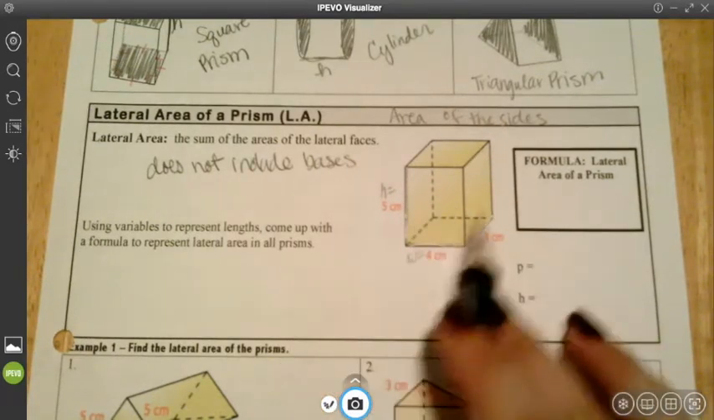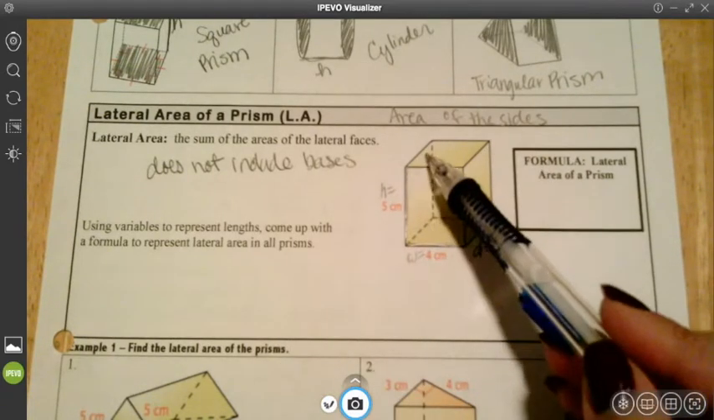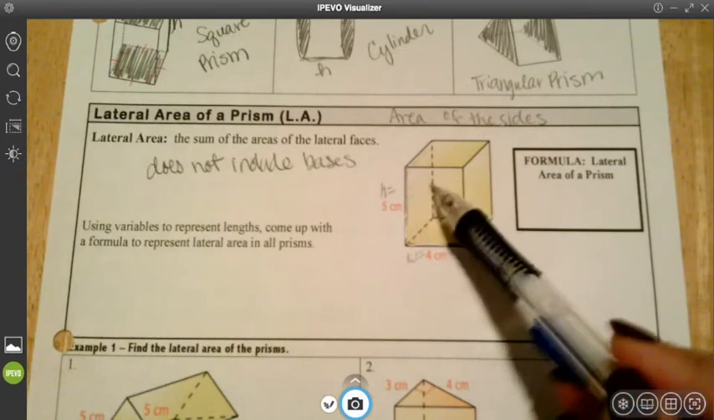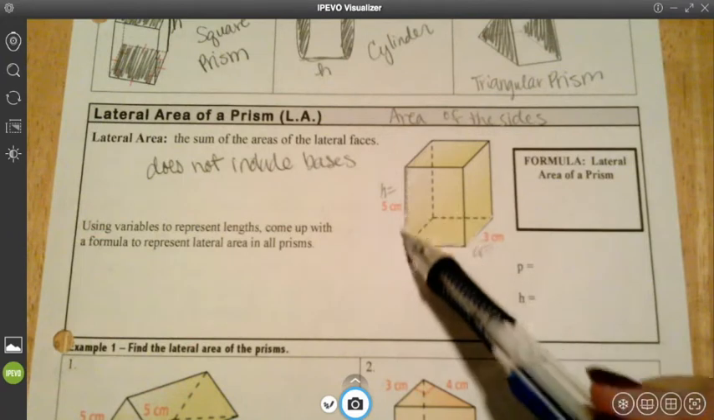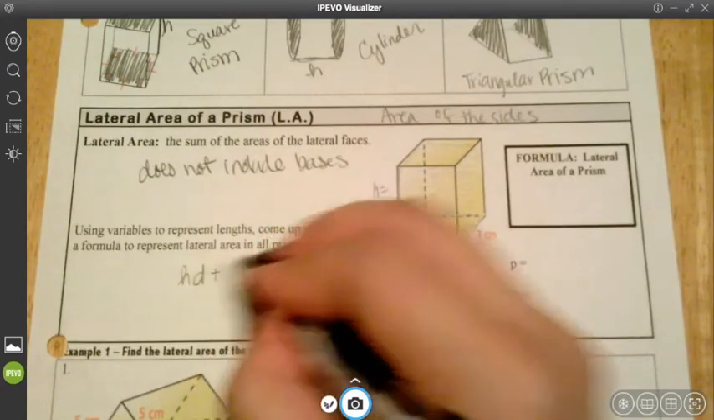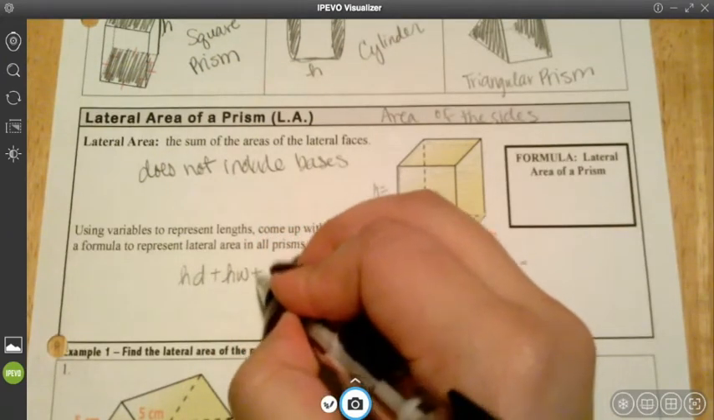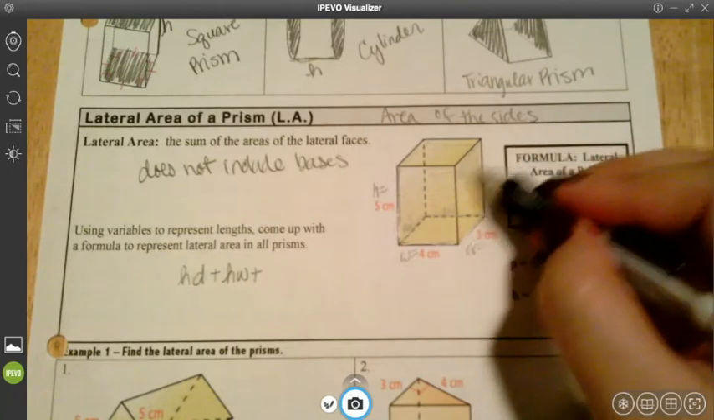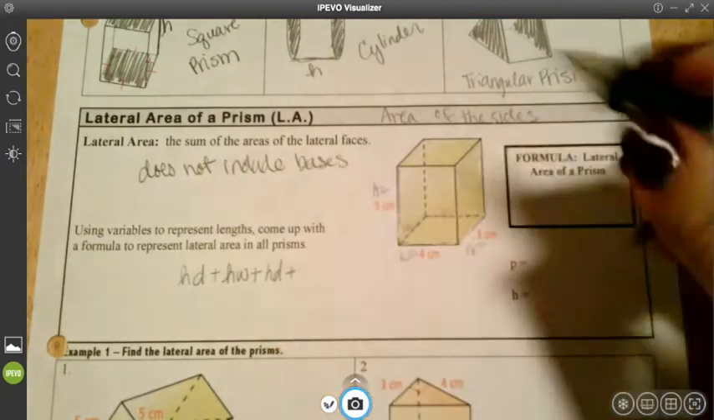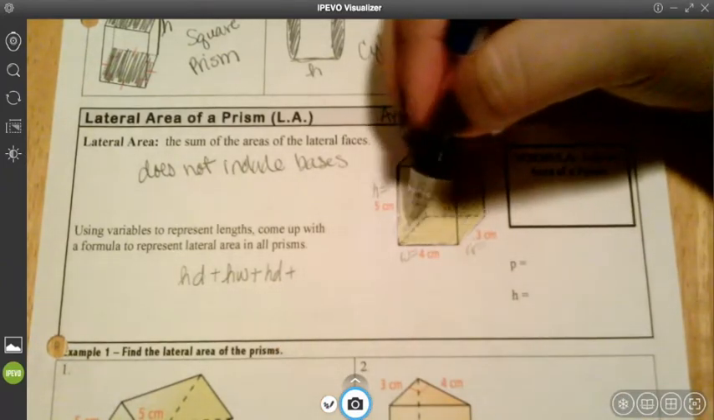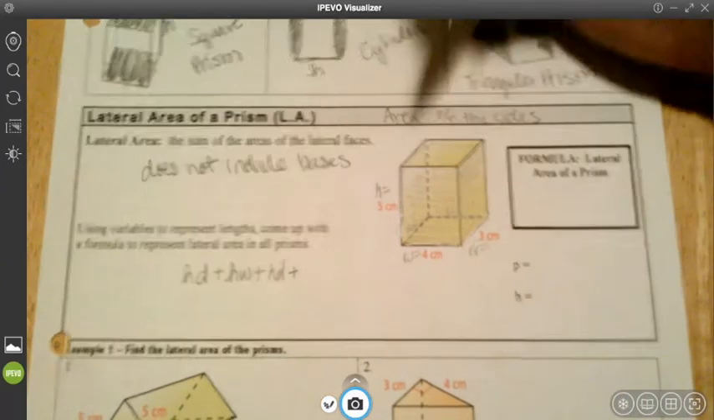And we're going to use this as our example. So in order to find this area, we're going to find the area of each side. If I look at the side that I just lightly colored in, that would be h times w, height times depth. The next one is height times width, plus this one will be height times depth again, plus this one will be height times width again.